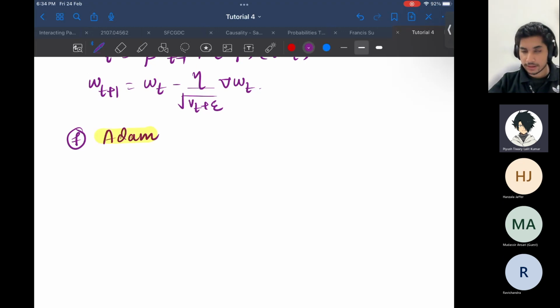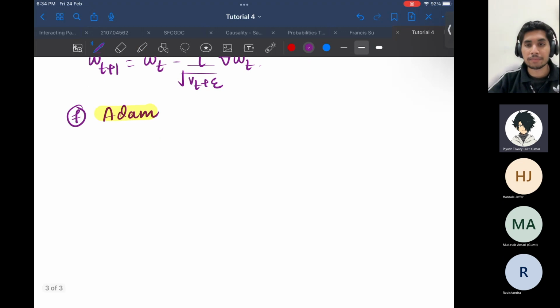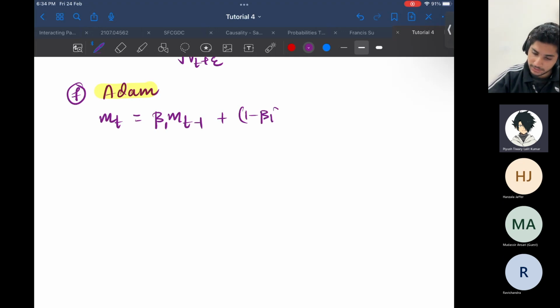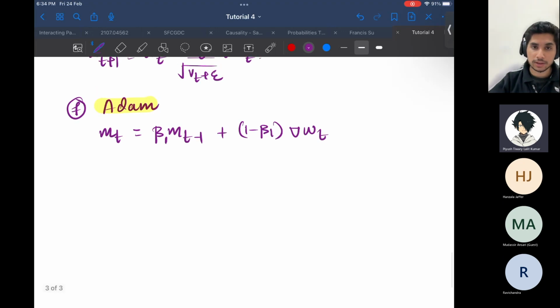Nowadays in deep learning, this is the optimizer that we use a lot. So what is the Adam algorithm? The Adam algorithm is a combination of the two paradigms. You say that your momentum is mt equals beta 1 times mt minus 1 plus 1 minus beta 1 times gradient with respect to wt. This is similar to the heavy ball algorithm, a momentum based gradient.